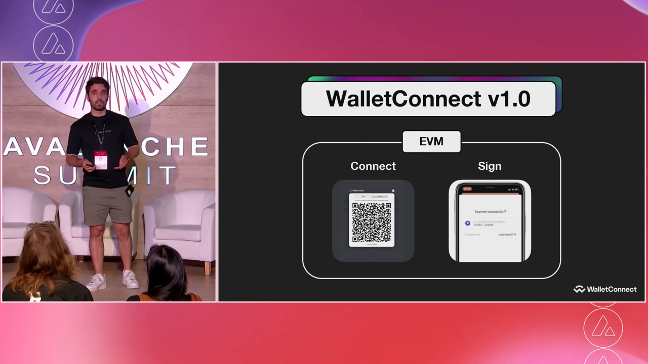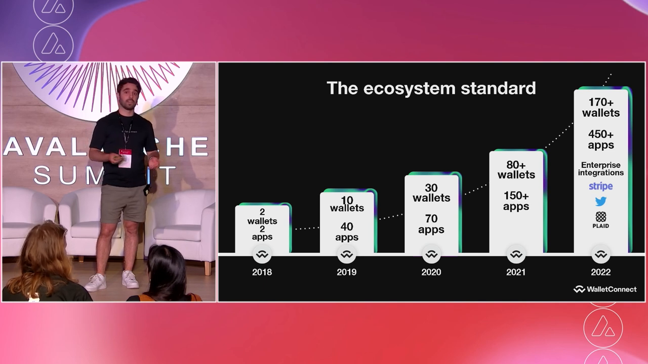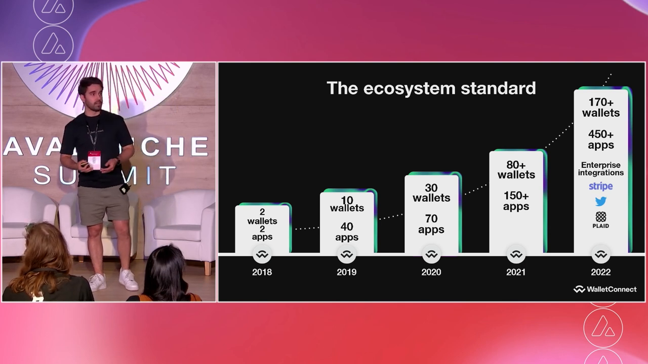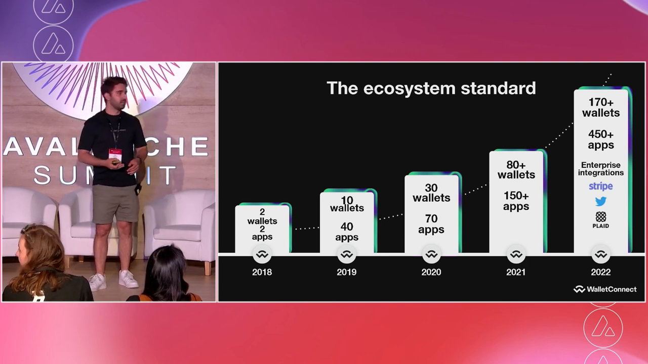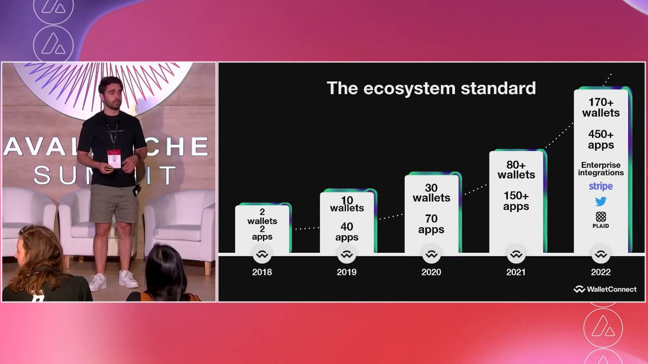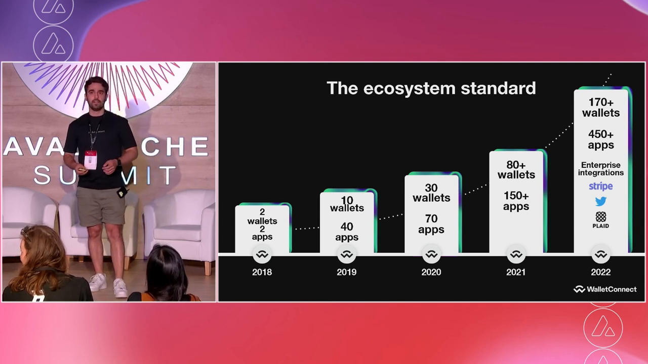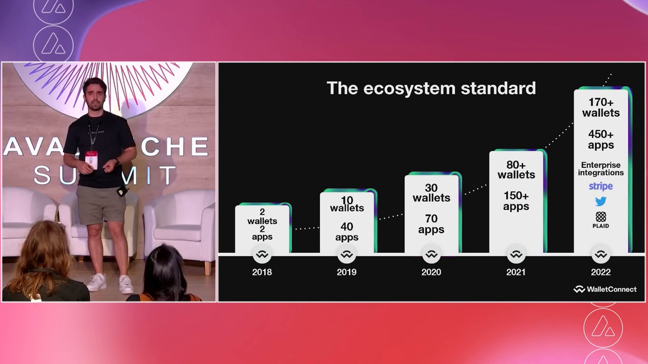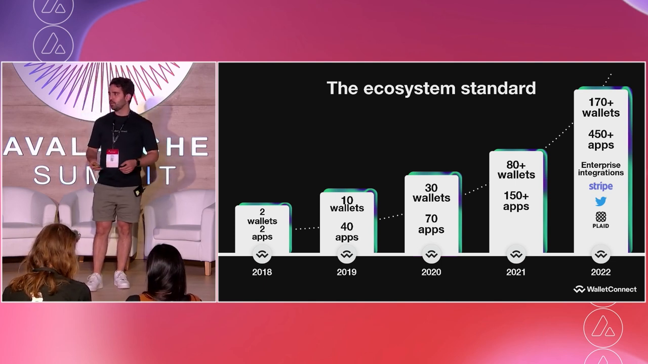So what does WalletConnect, where did that take us? Like in 2018, we only had like two wallets and two dApps. Soon after, a lot of people supported us, and we had companies like Gnosis Safe writing SDKs for Android and Trust Wallet writing SDKs for iOS. And then we had like more and more wallets and dApps, and then we had like MetaMask, and then we had like Pillar Wallet, and then we had like Argent and Alpha Wallet.